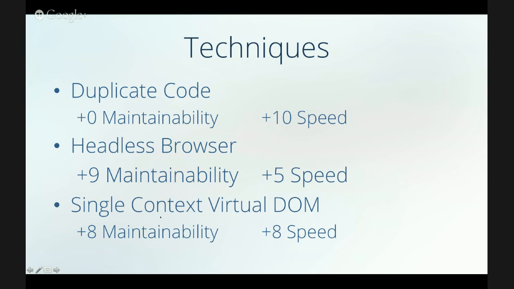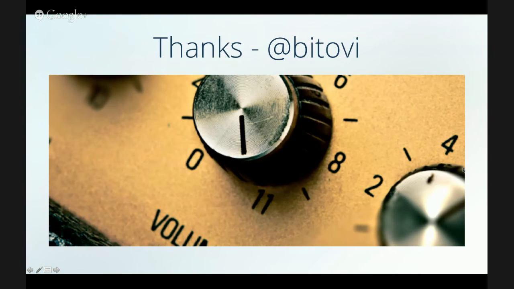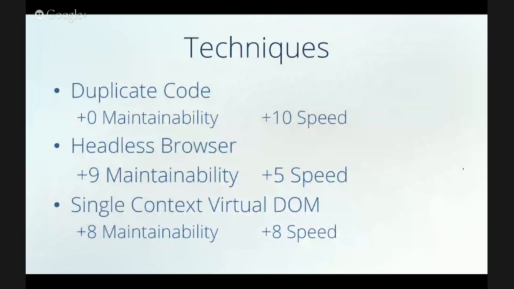And then the single context virtual DOM, which we're using, I think is a really good mix of both. For maintainability, you just have to add a few places where you want to wait for data and connect that to the page rendering lifecycle, but it's much faster than a headless browser. So I think it's a good mix of both. These can't really be used for dynamic sites, where on every page request you might need to do a render. You can't really use this technique, but you can use single context virtual DOMs. So that's it. Any questions?